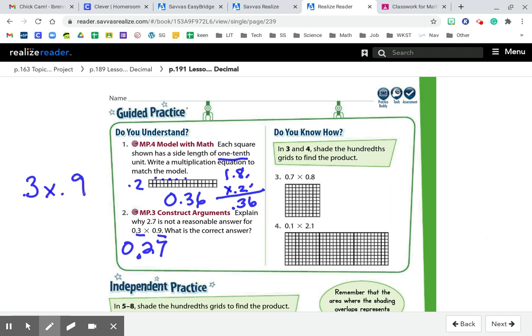So there's no way you could have an answer that's the whole number 2. Something less than 1 times something less than 1 is going to be super tiny. So that's using some of your logical reasoning skills. So when you see the shapes in the problems, you can use them. If you don't have different colored pencils or pens, you can just use some hashtags.